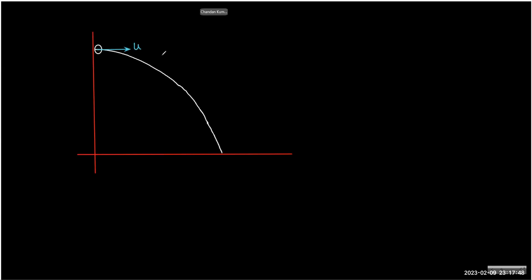So again, you throw with speed u, this is a projectile. When you are here, we know the path represents the locus of points traced by the particle. So the velocity vector is always tangential to the path, if you remember, yes or no? So this is the v vector, which we don't know. Do we know? No. But we know two things.